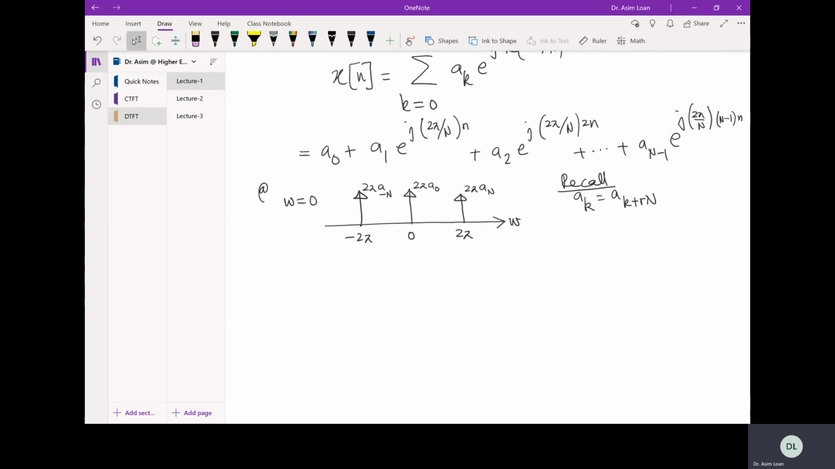So this corresponds to a0. So for a0, what happens for a1? Let me do this thing. If this works, let's see. Copy, paste.